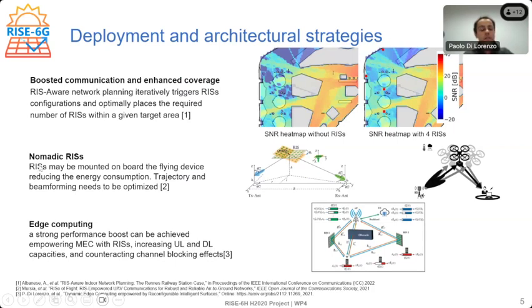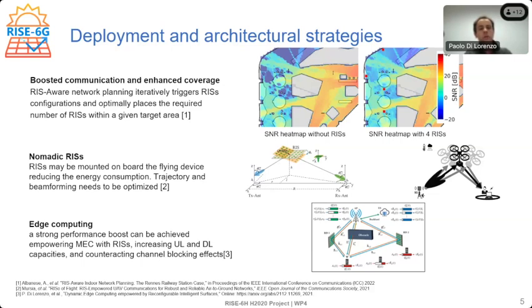We have also another scenario which considers nomadic RIS, where the RIS are put on top of a UAV to perform on-demand services in terms of extended coverage whenever it's needed. In this case, of course, trajectory and beamforming need to be optimized jointly due to the fluctuation of the movements of the UAV. And finally, we have considered edge computing, because in this case, blocking effects can severely hinder the performance of MEC due to poor offloading rates and consequent underexploitation of the edge resources, and thus RIS can boost MEC in this case.